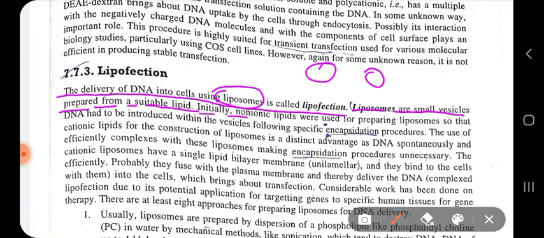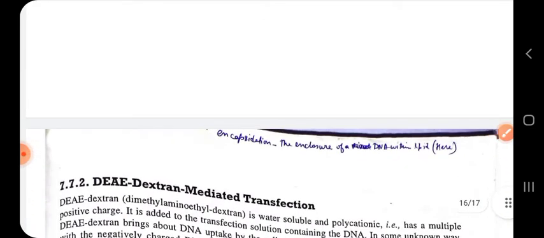Initially, non-ionic lipids were used for preparing liposomes so that DNA has to be introduced within the vesicles following specific encapsulation procedures. So in the earlier days, we used to prepare non-ionic liposomes. Okay, so when we introduce the DNA within that liposome vesicles, we have to follow specific encapsulation procedures. Encapsulation means when we are enclosing the DNA with lipid.